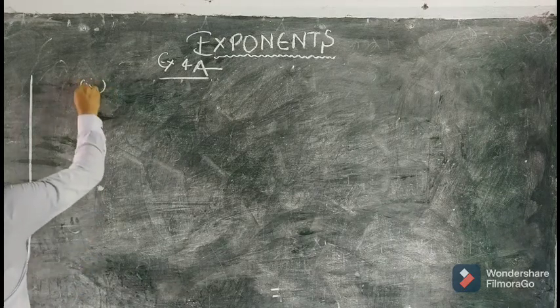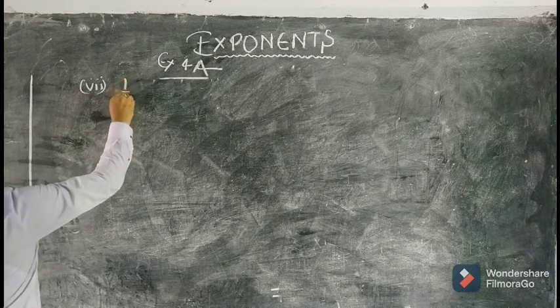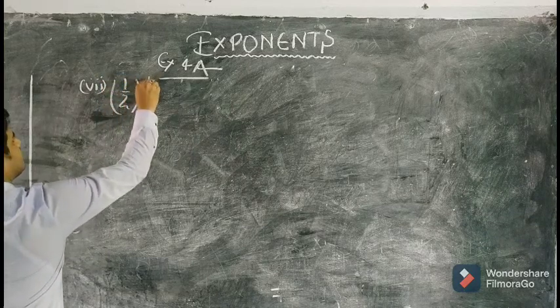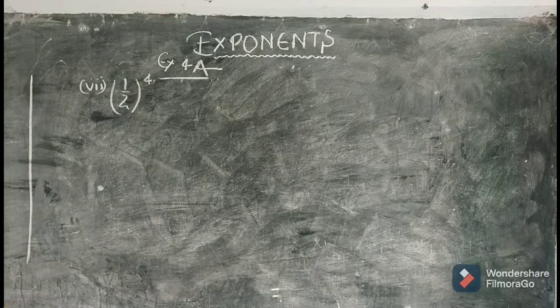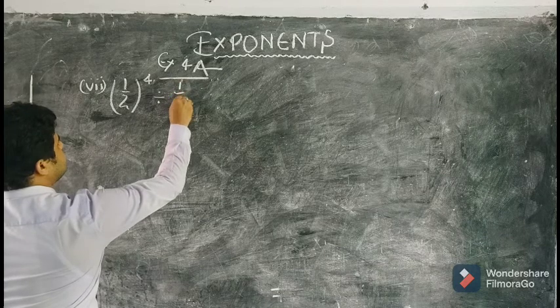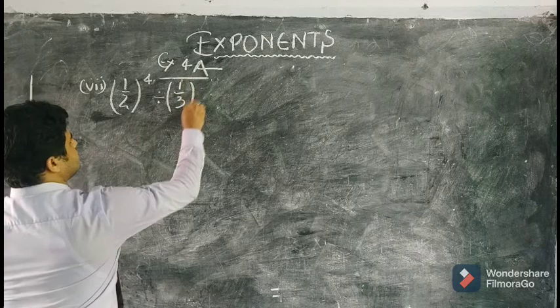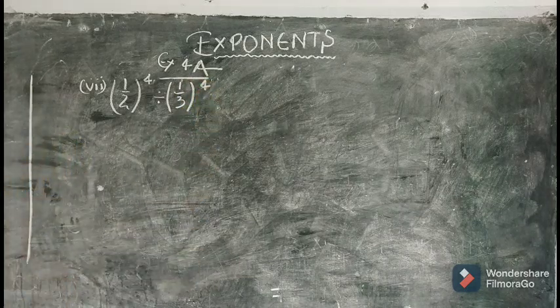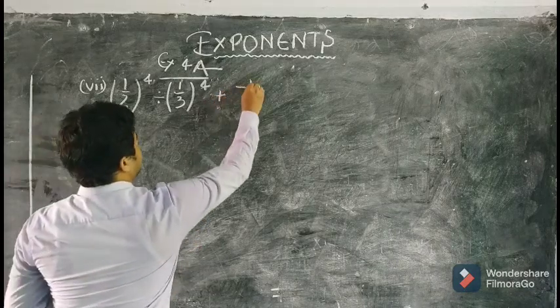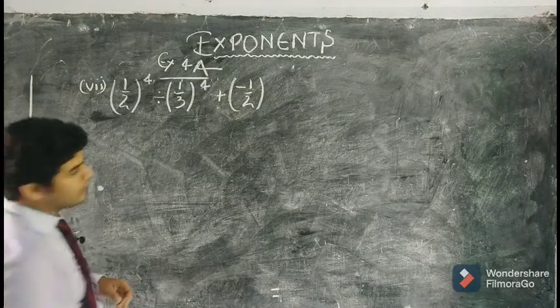Let us see the seventh part. Seventh part is saying 1 by 2 raised to the power 4 divided by 1 by 3 raised to the power 4 plus minus 1 by 2 raised to the power 3.